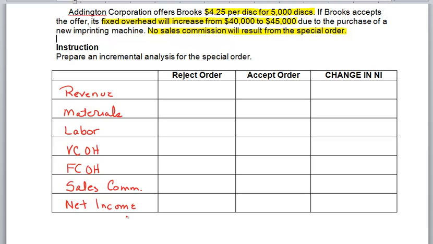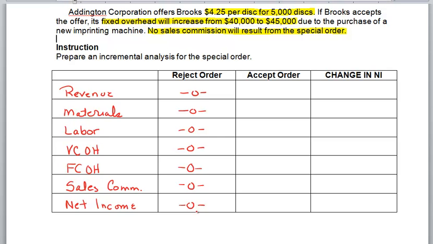Now what's really neat is rejecting the order. Simple. We would have no new revenue, and we would incur no new expenses. So for the first alternative, it's 0. So that's the one thing that's nice about rejecting the order. No thinking involved. It's all zeros.